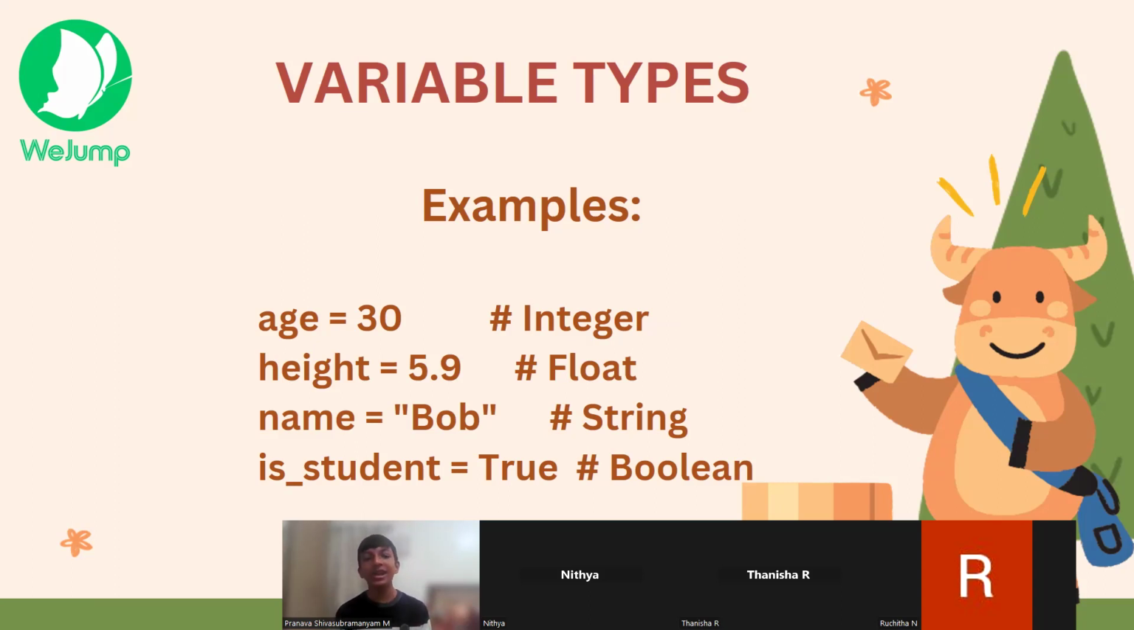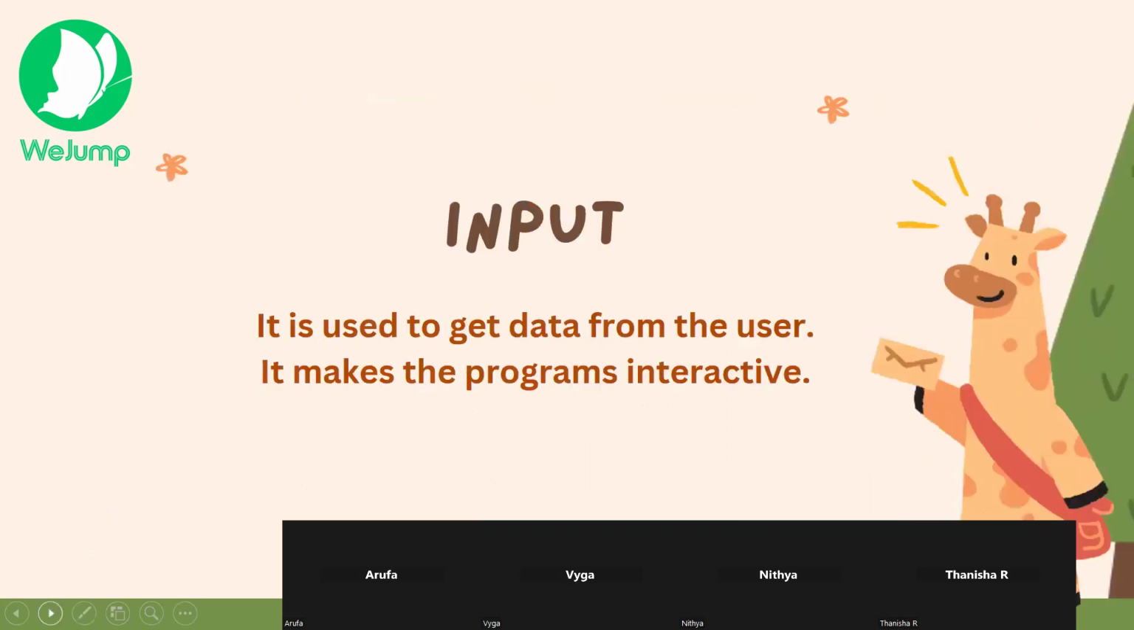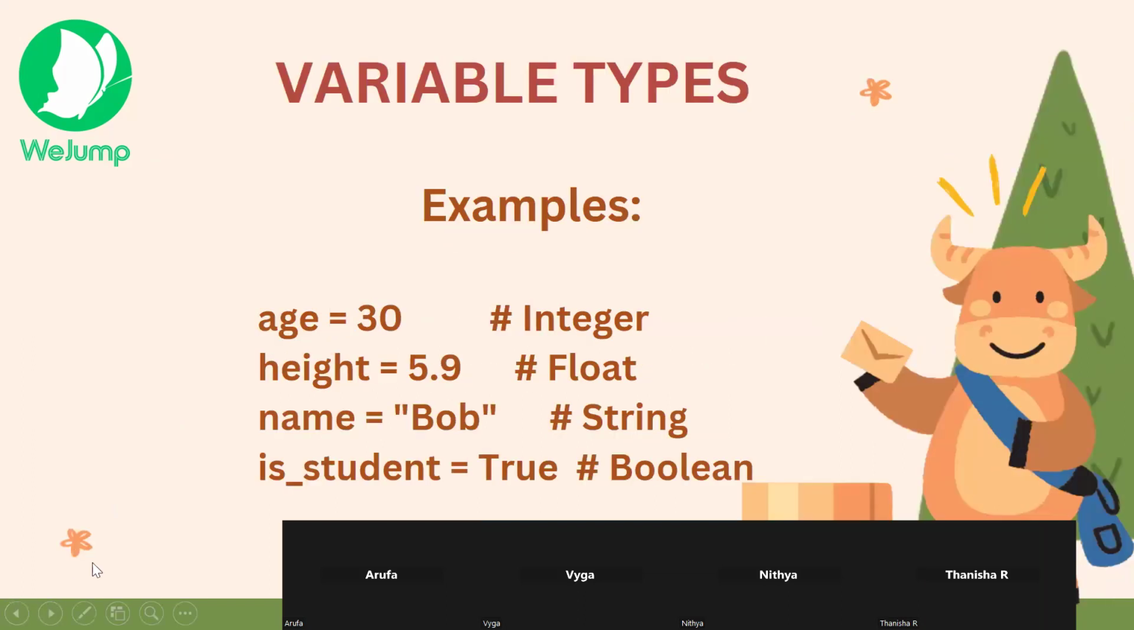True means you can even assign a value as true or false. So it's Boolean, not only for comparing the values, you can also assign it as true or false. So it's Boolean. Can Ruchita say what type of variable 5.9 is? Float.